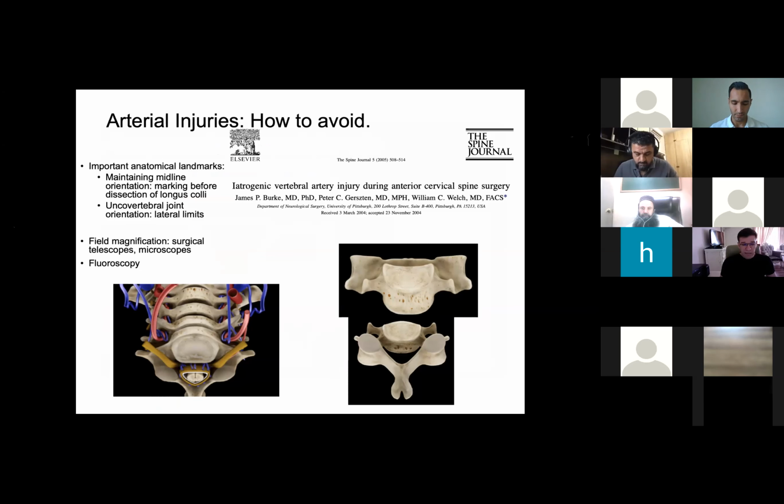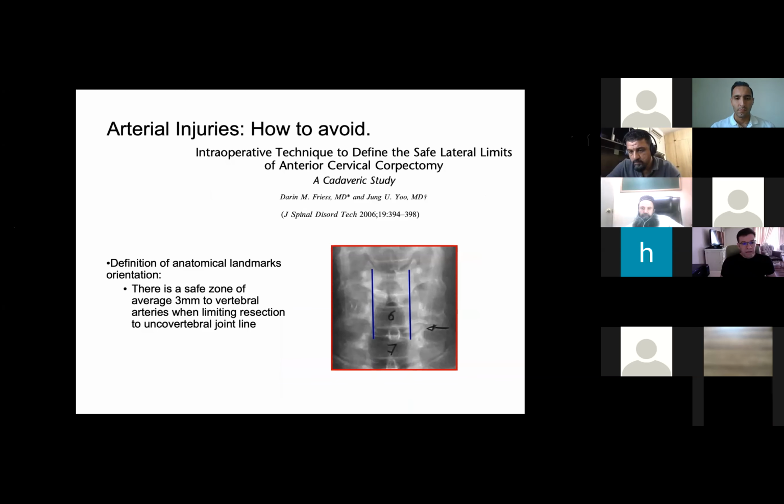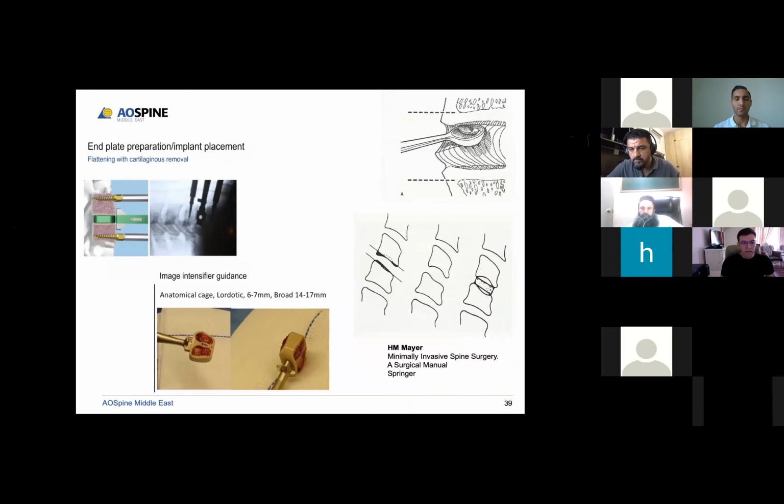Stay in the midline in every case to avoid arterial injury, and the key of success in this surgery is to take meticulous attention to the nearby structures, including the vertebral artery and the carotid artery. So maintain midline orientation and make markings before the section of the longus colli, and don't pass beyond the uncovertebral joint orientation. With the use of microscope and the field magnification, this complication is very rare. It is known that there is a safe zone of an average of 3 millimeters to the vertebral arteries when you limit the resection to the uncovertebral joint line.